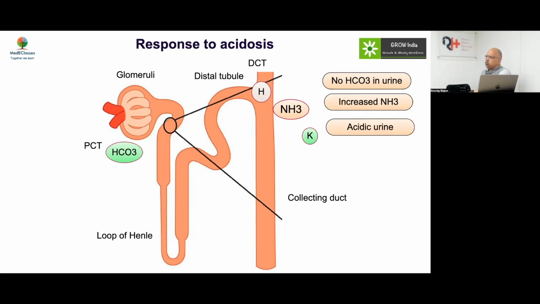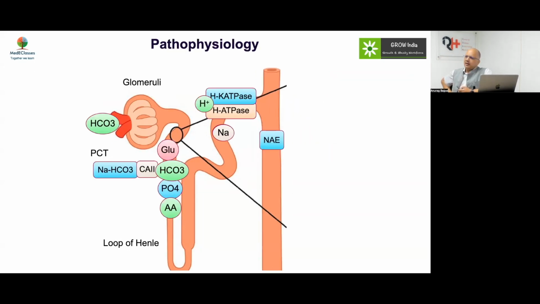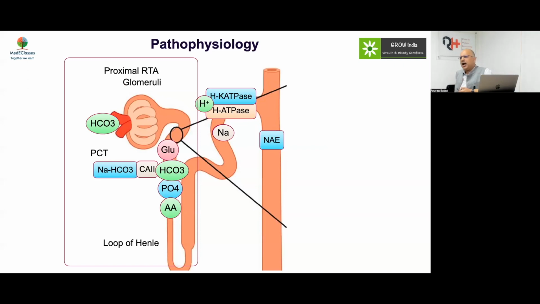And then, of course, you should have an acidic blood and an acidic urine. So the normal response is to have acidic urine. You will expect potassium loss to happen in that regard. Now, in this perspective, if we talk about the pathophysiology of RTA, you can broadly have problems either in the proximal tubule, or in the distal tubule.